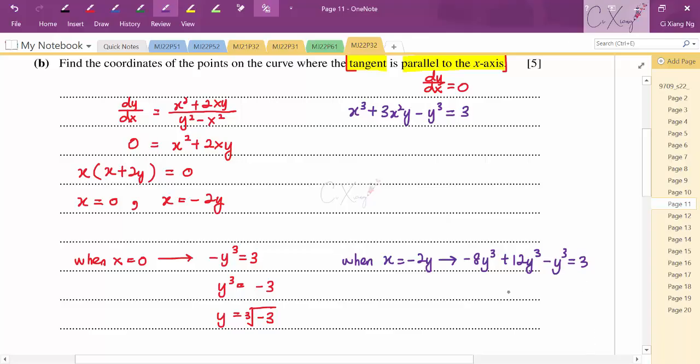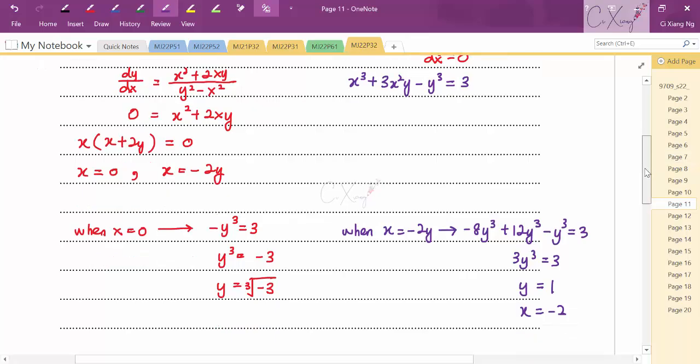Okay, right, so from here we can continue to further simplify it. If I try to simplify, negative 8 plus 12 minus 1, so I'm having 3y to the power 3 equals 3. And from here, very obvious, I can get the value for y, which is equal to 1. Okay, so when your y is equal to 1, substitute back into this part, and you will get x equals negative 2. So this is actually our complete coordinate.